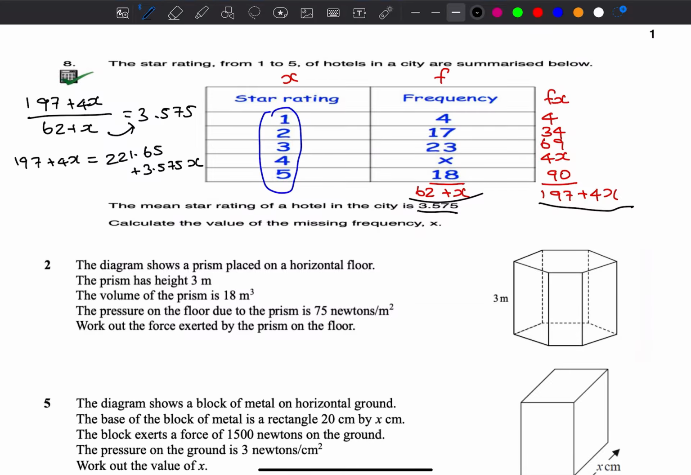Take away: 221.65 take away that 197 gives you 24.65 on this side, and then 4x take away 3.575x gives you 0.425x. Divide it: 24.65 divided by 0.425 gives you exactly x is 58. Okay, x is 58 then, for the first one.